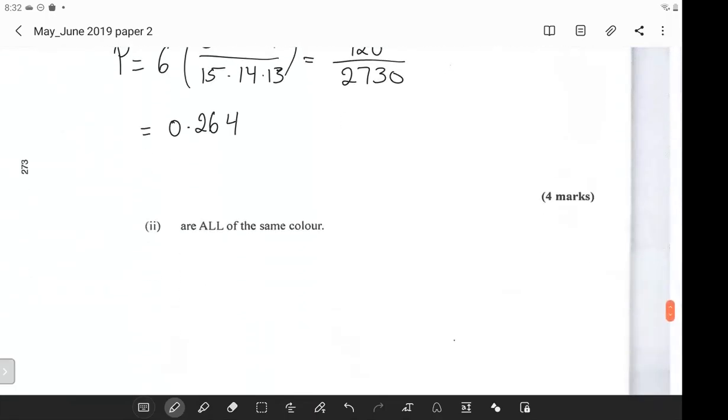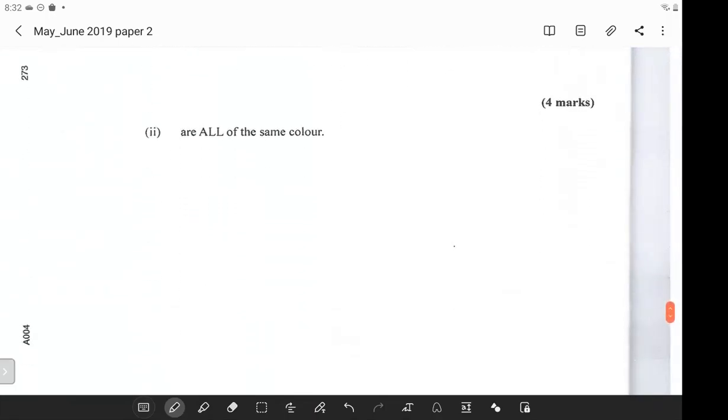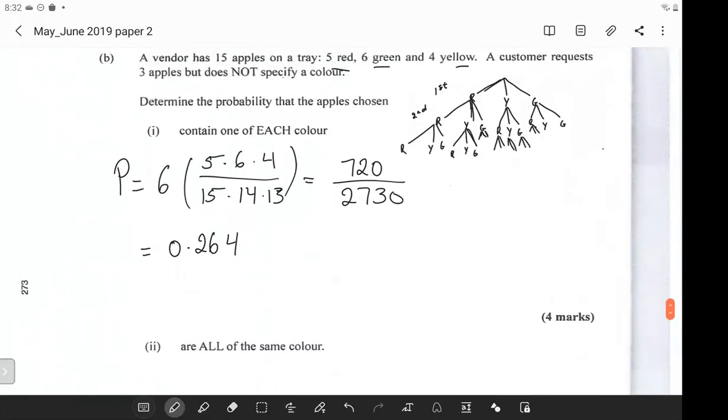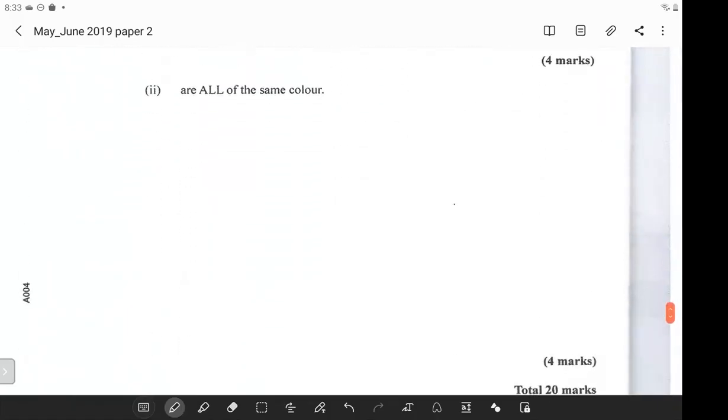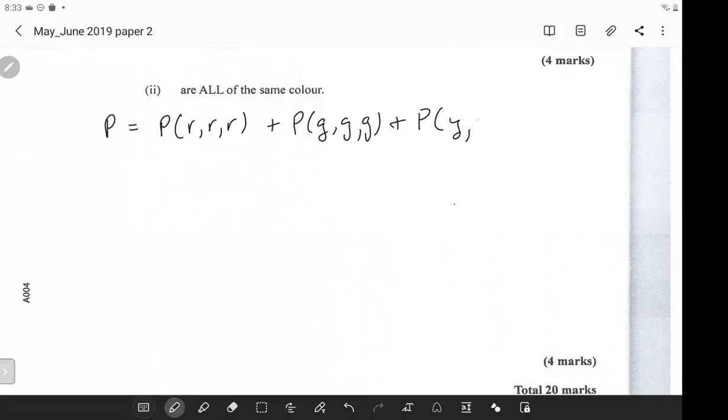Now they want that all are the same color. So we want 3 to choose 3 of them, but all are the same color. Now this is not necessarily equally likely, right? So how we could have done this here, and in this example, we cannot do that because we have the probability is equal to the probability of choosing all red plus the probability of choosing all green plus the probability of choosing all yellow. Right, so how does this work?